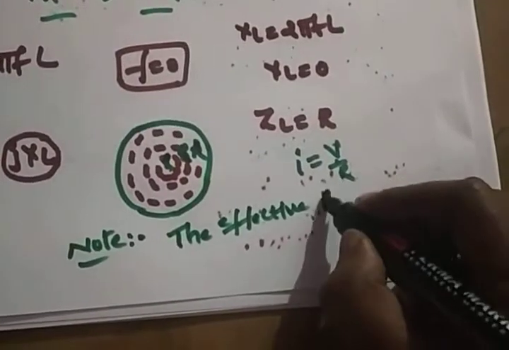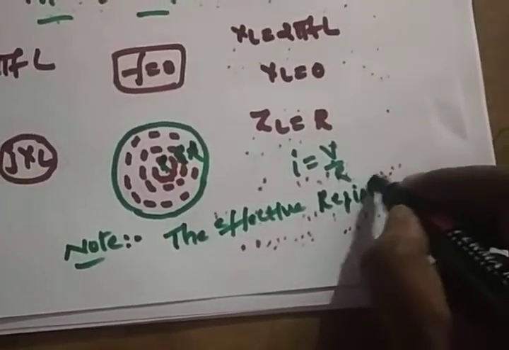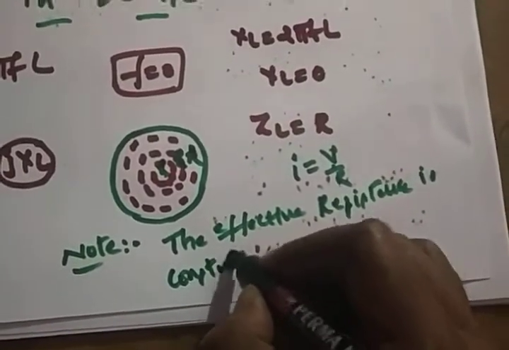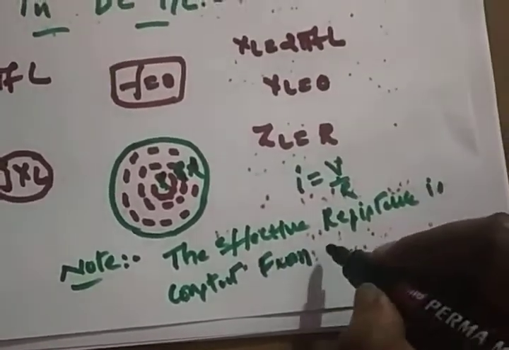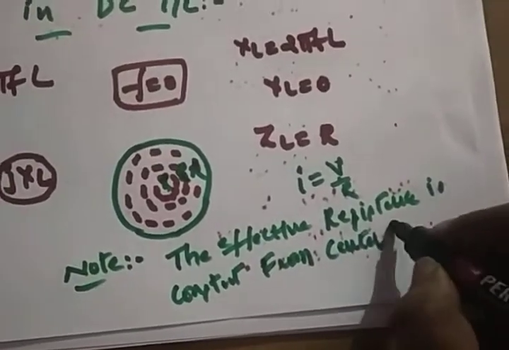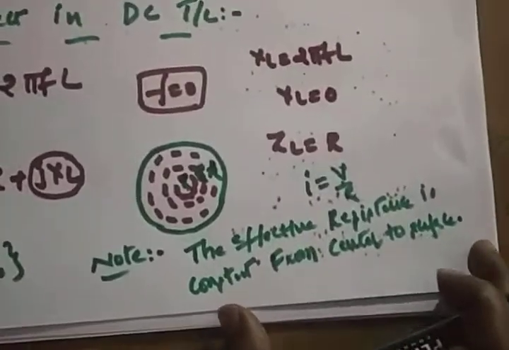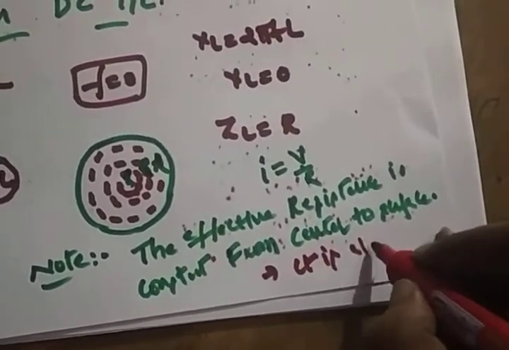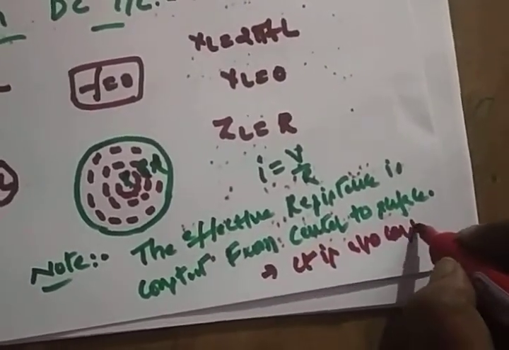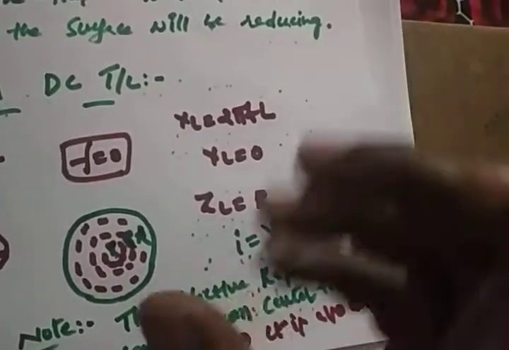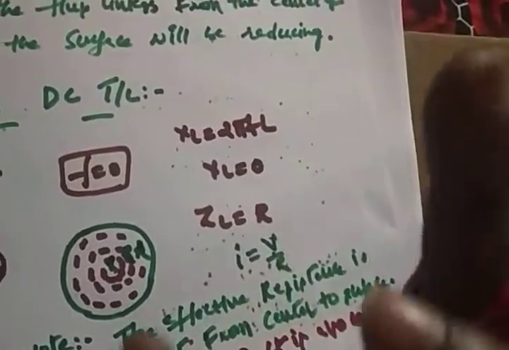Effective resistance is constant from center to surface. So center to surface effective resistance is constant means what about the current value? The current is also constant. So there is no unevenness of current. So there is no problem of skin effect in DC.